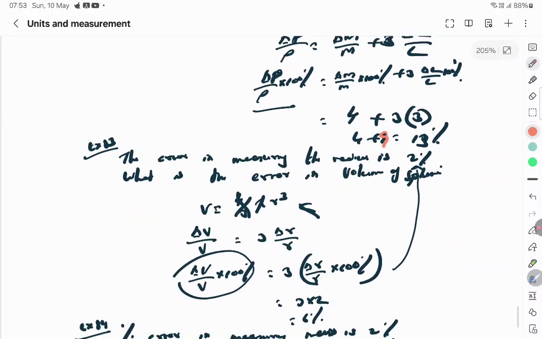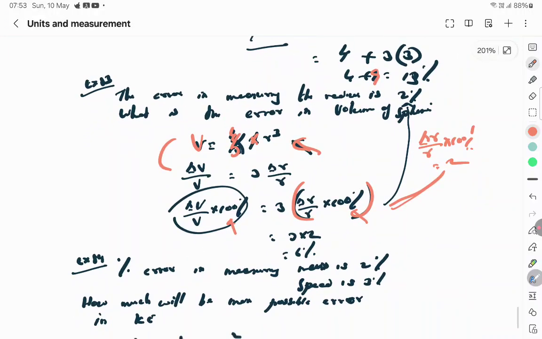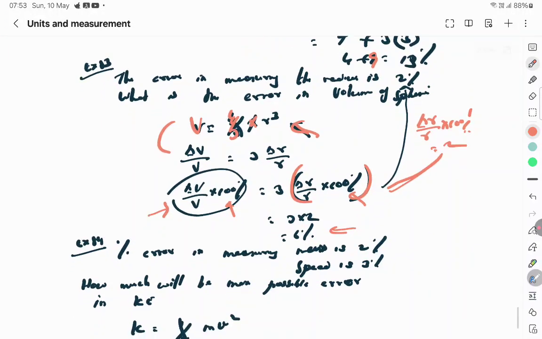4 plus 9. The error in measuring the radius is 2%, which means percentage error in measuring the radius, delta R by R into 100%, has been given to be 2. They're asking you to find the error in the volume, which is 4 by 3 pi r cube, where 4 by 3 pi will not have errors because they're constant. So it's delta V by V is equal to 3 into delta R by R. In terms of percentage error, multiply with 100, and this value itself is 2. So the total percentage error in measuring the volume is just 6%.